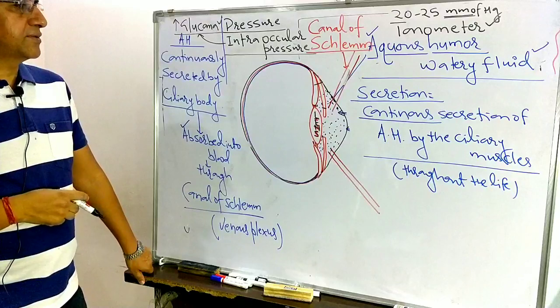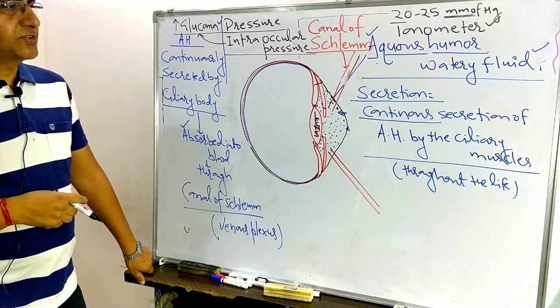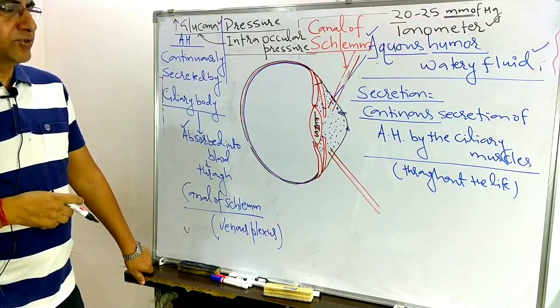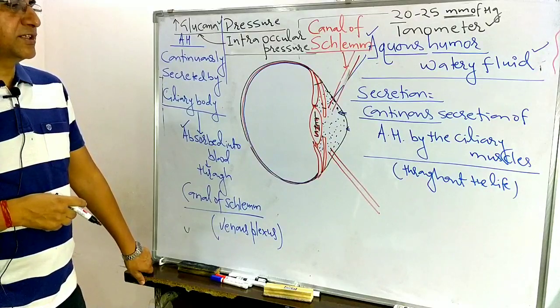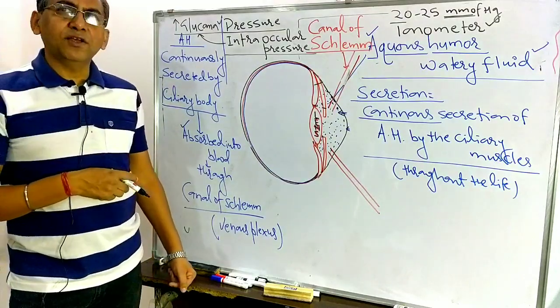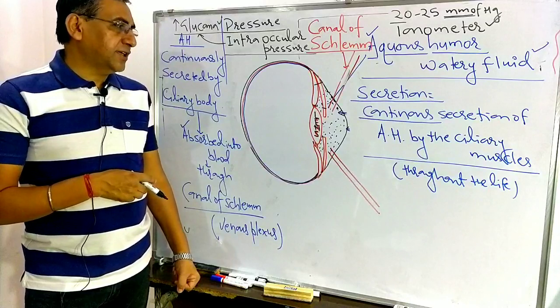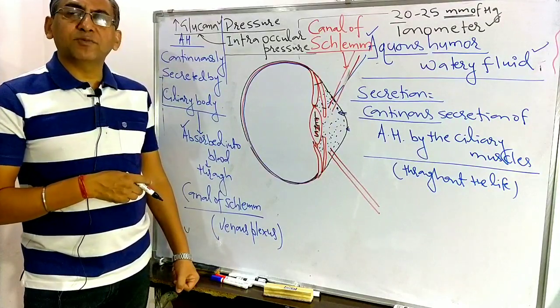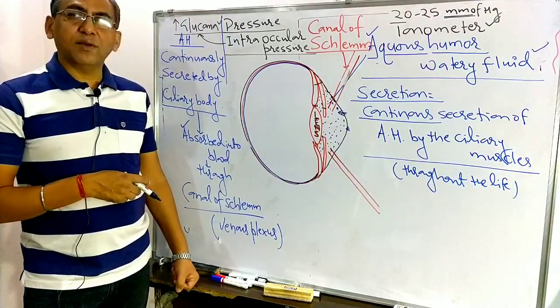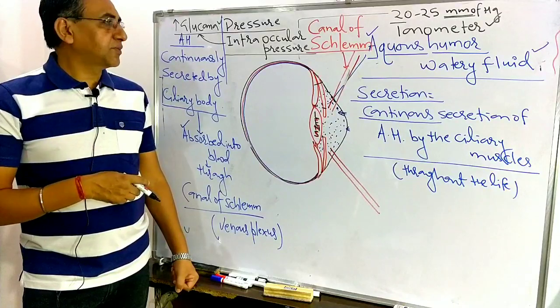Medicinal plus surgical treatment is there. So secretion of aqueous humor is a continuous process. It is continuously secreted by the ciliary body throughout life, and its absorption takes place in the venous blood through the canal of Schlemm here. Canal of Schlemm is a venous plexus here.